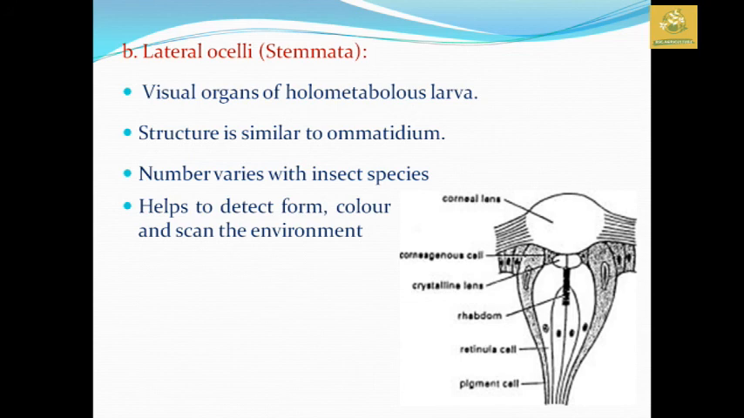So these are used as the visual organ of holometabolous larvae, and the structure is similar to that of the ommatidium but not exactly like the ommatidium. Their number varies in different insect species. Their main function is to detect forms and color, as well as scan the environment where they are present.